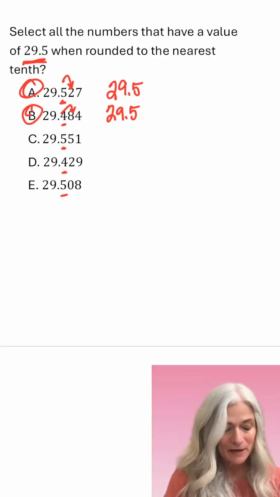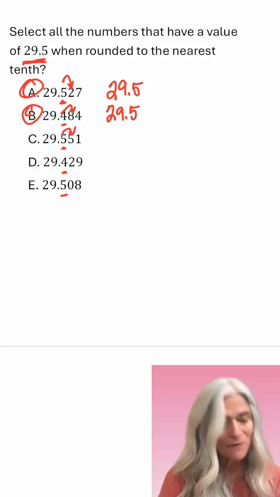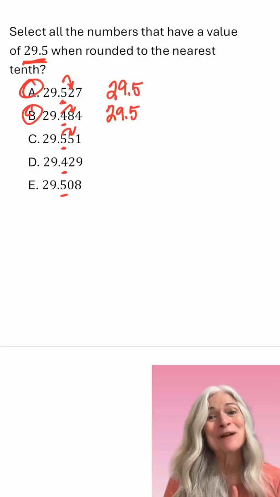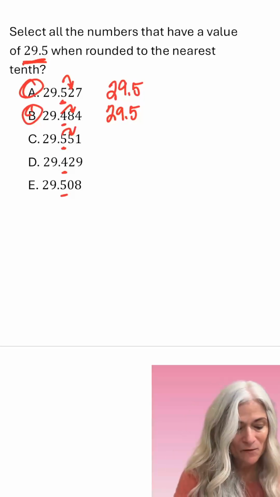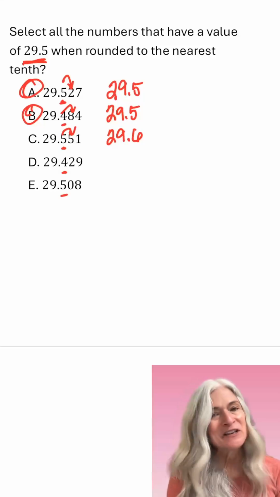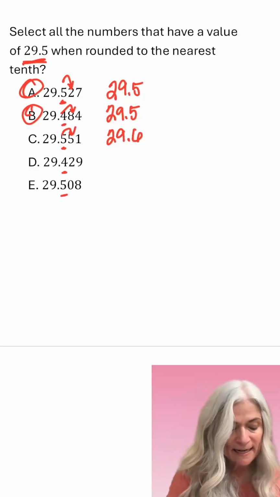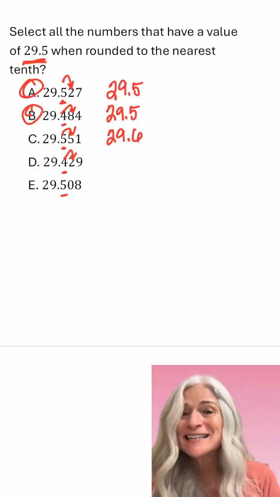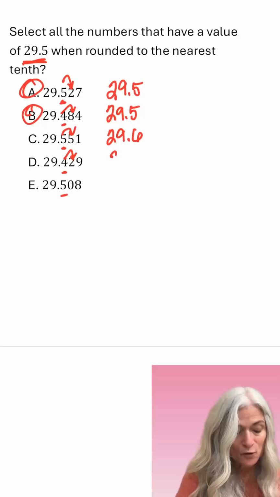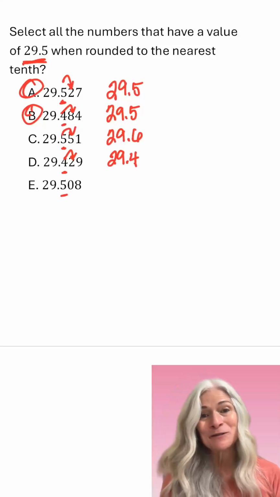Next, we're looking at 5/10 here. If we look at that neighbor to the right, it's 5/100. That's going to tell us to round up. So this one is going to round up to 29 and 6/10. Not one of our answers. Let's look at this next one. We have 4/10. Its neighbor to the right is 2. That's going to round down because it's closer to 29 and 4/10. So that won't be one of our answers.